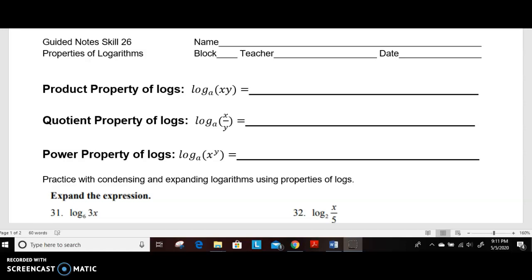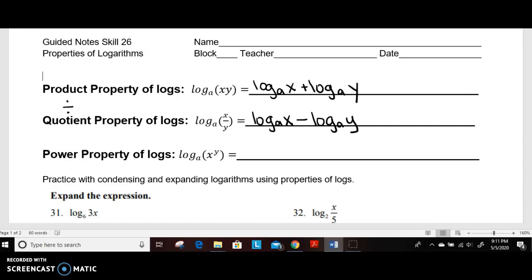So the first property is the product. Remember, product is multiplication, and that says that the log base a of x times y can also be written as the log base a of x plus the log base a of y. Then we have the quotient. Remember, quotient means division. The property of logs, where we have the log base a of x over y, is the log base a of x, not plus anymore, this is now minus log base a of y.